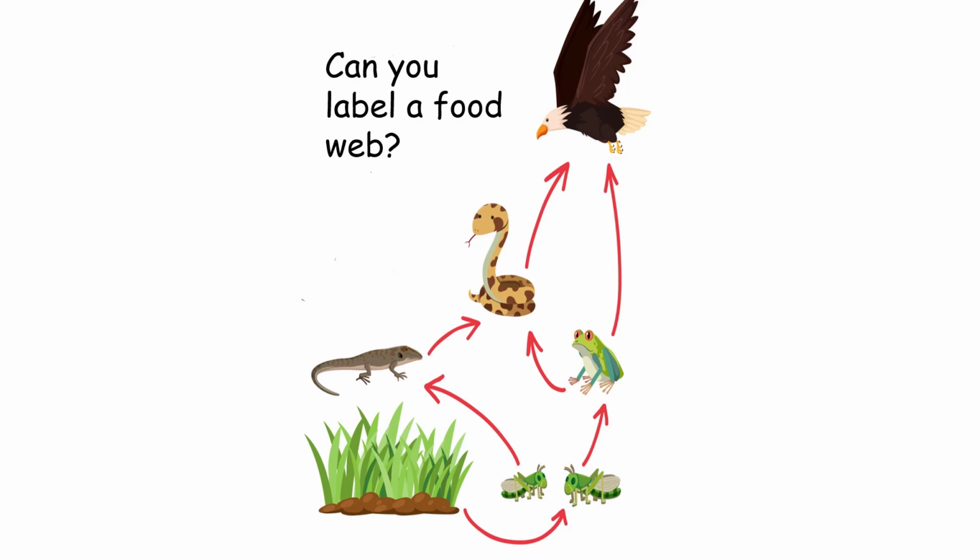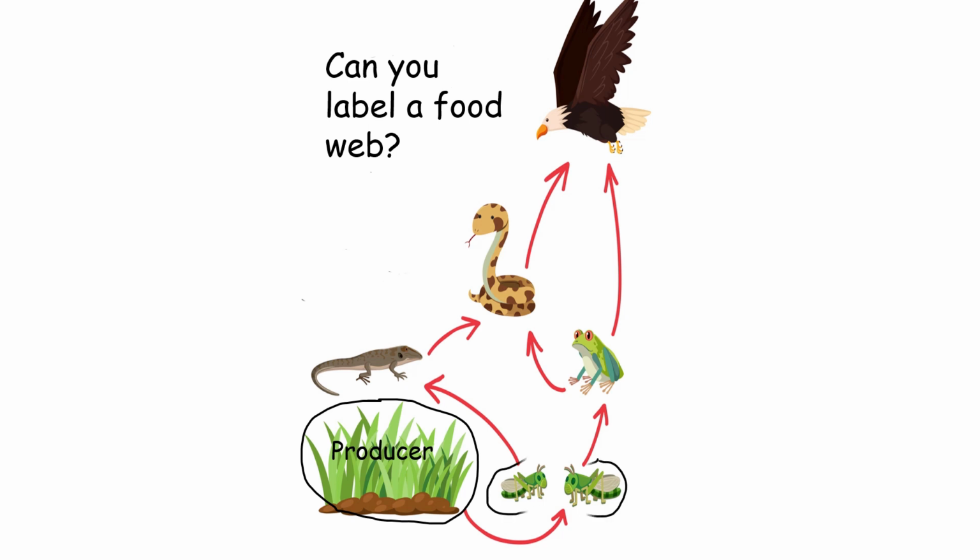Hi there, welcome to the 13 plus biology interdependence of organisms. So we're looking at, can you label a food web? And food webs start with plants. Plants use sunlight to make their own food. We call them producers. They often photosynthesize.